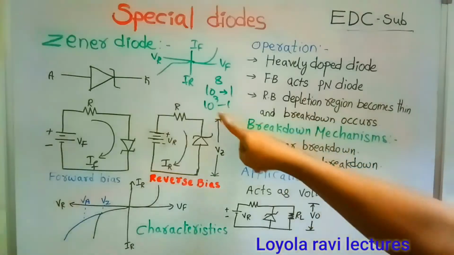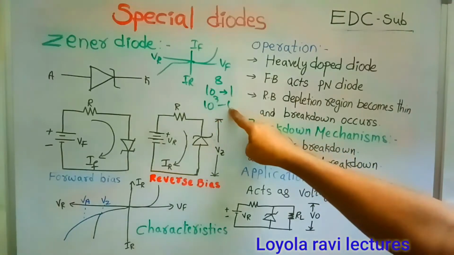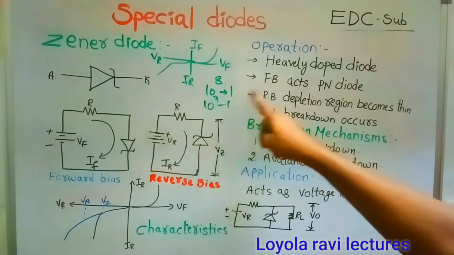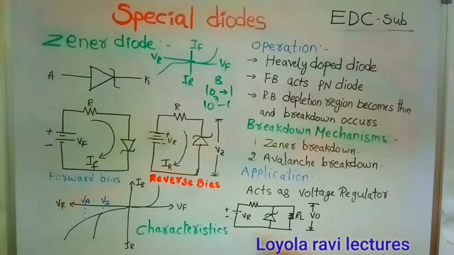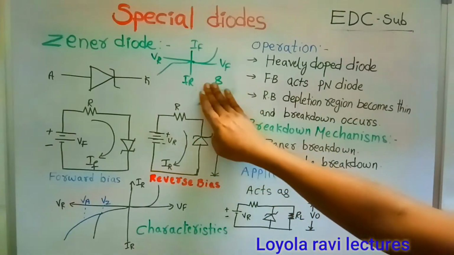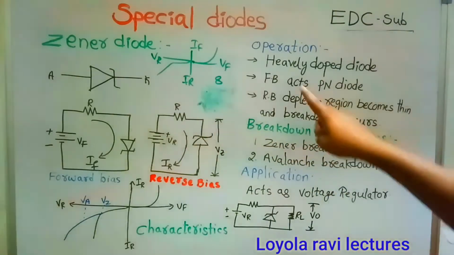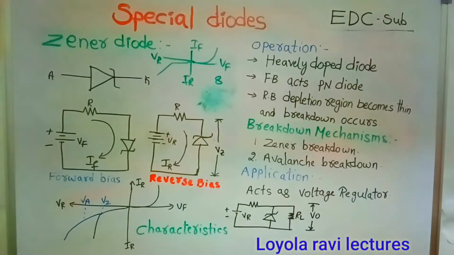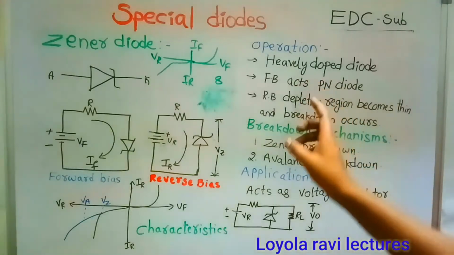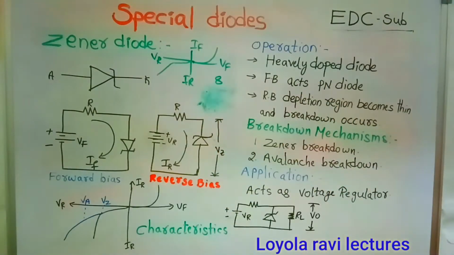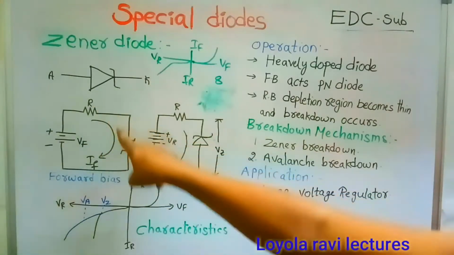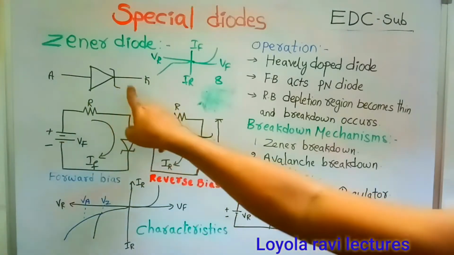But in a Zener diode, for 10 power 3 atoms, I add one impurity. That is nothing but doping concentration increases. So the breakdown effect depends on the doping concentration. This is a heavily doped diode, and it operates in both forward bias and reverse bias. This is the forward bias circuit, and the basic symbol is like this.